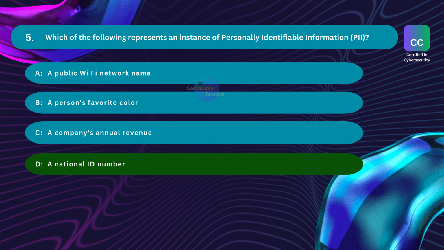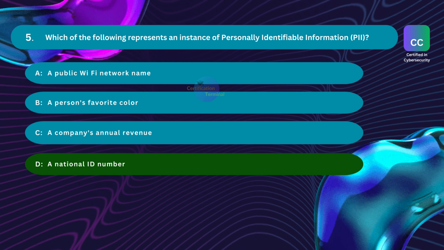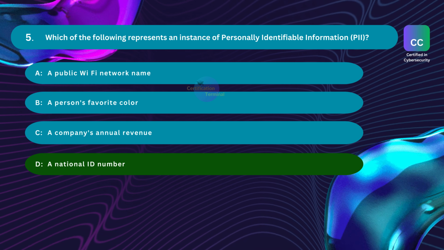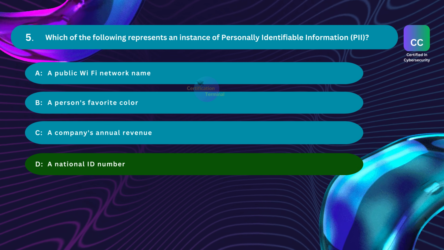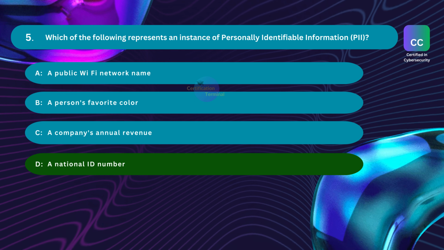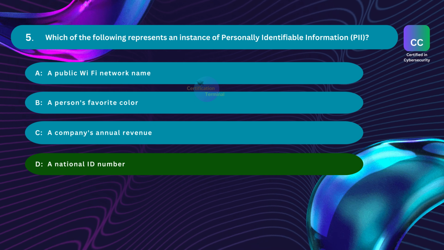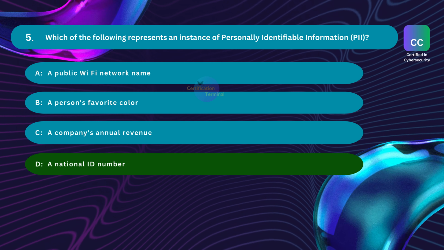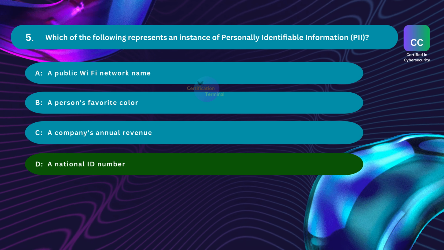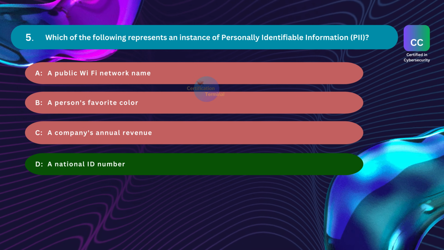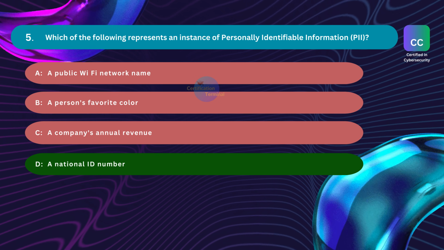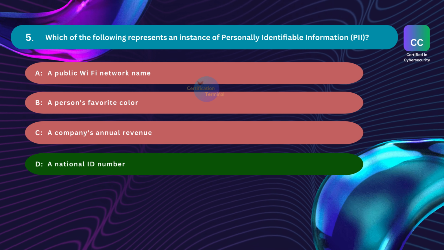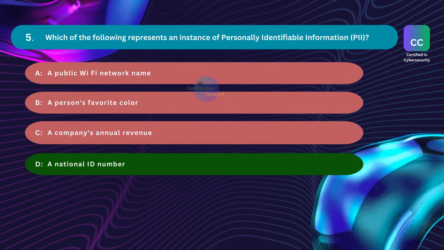Personally identifiable information, PII, refers to information that can be used to identify or distinguish an individual's identity. A national ID number, such as a social security number, driver's license number, or any government-issued identification number, directly relates to an individual's identity and is considered PII. The other options, Wi-Fi network name, favorite color, and company's annual revenue, do not inherently identify an individual and do not fall under the category of PII.